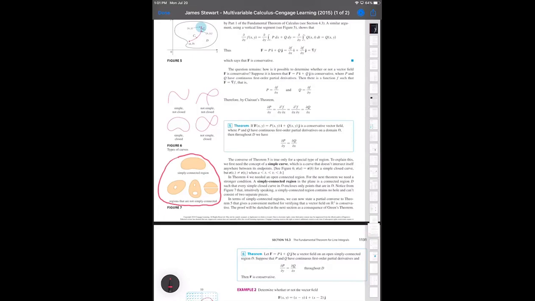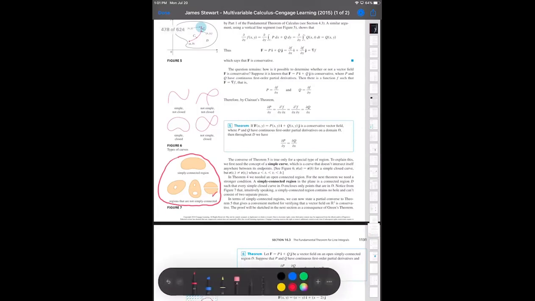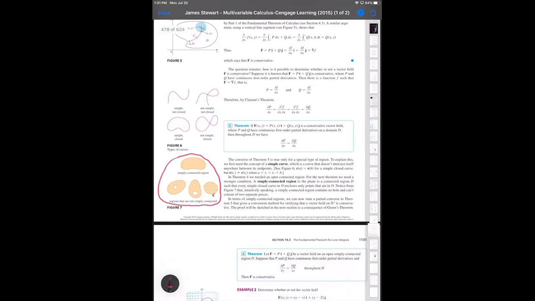So this is simply connected, and when it's not, this is not even connected, because you cannot just go from one point to another point. So it cannot be simply connected. This is connected, but not simply connected because you have a hole, and you have two holes here. And this one is connected.